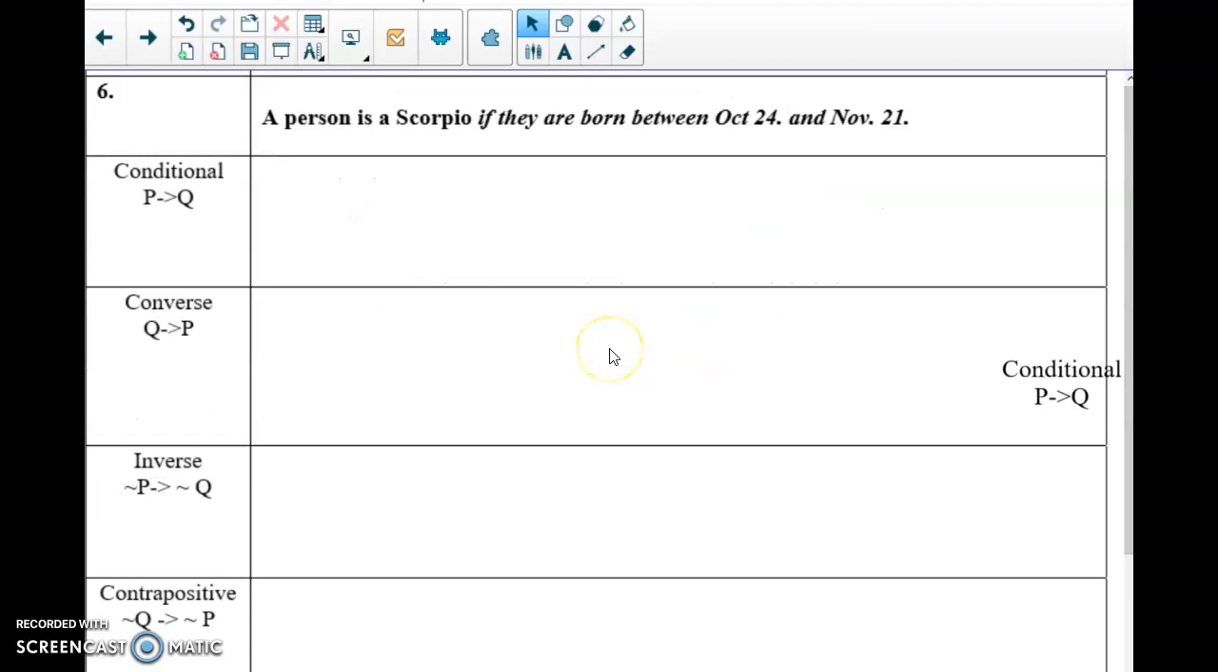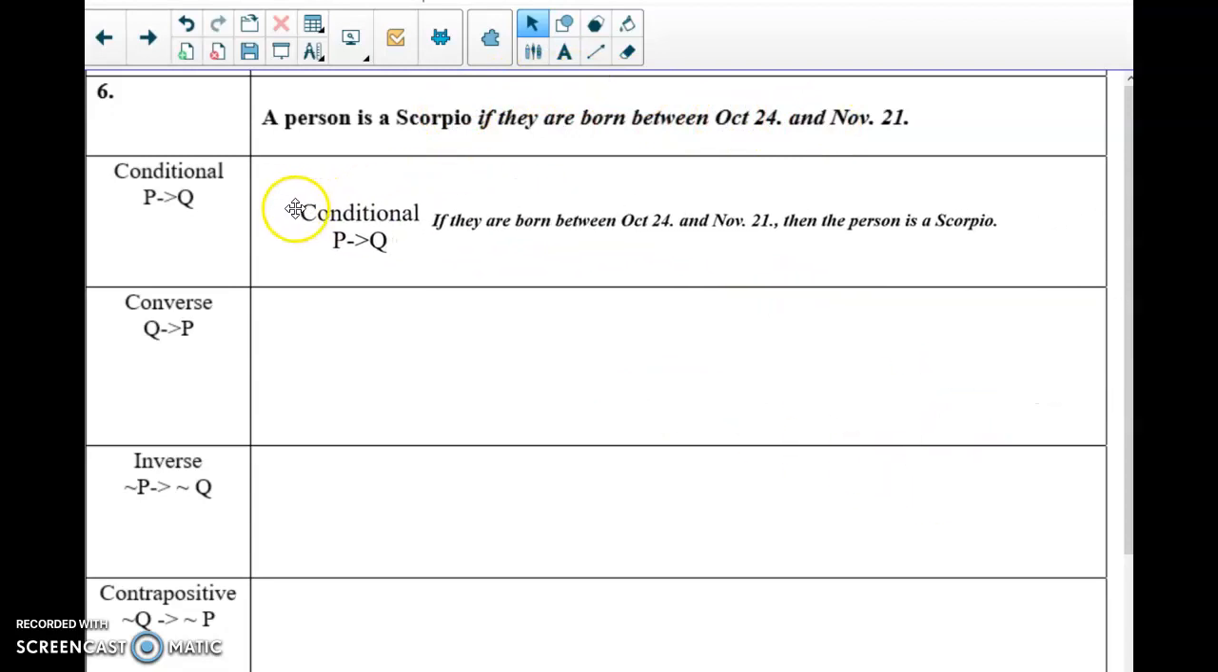All right, so number 6. This is a little confusing because it has the word if in it. So a person is a Scorpio. How do you know they're a Scorpio? Well, if they're born between October 24th and November 21st. So this is the hypothesis. If you are born between those dates, then you are a Scorpio. So your conditional statement would look like this.